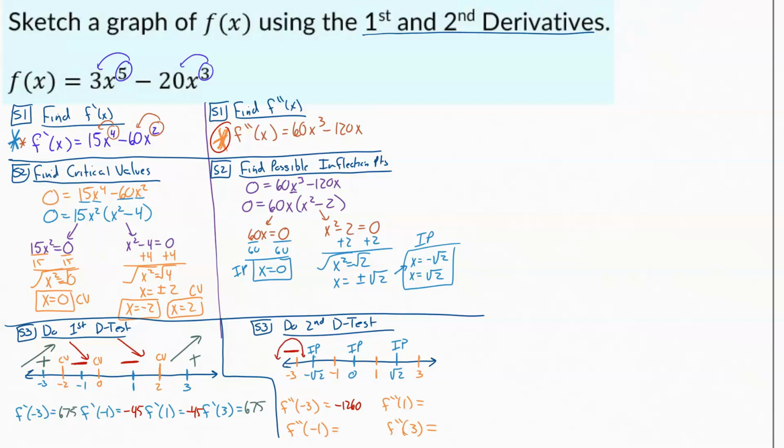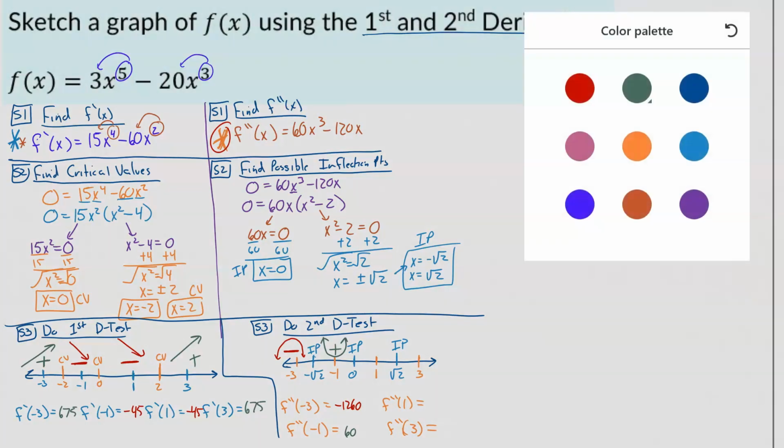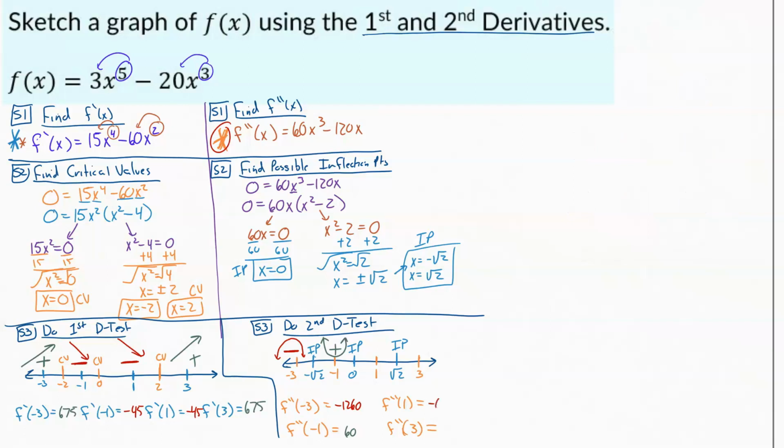Then I'm going to go ahead and plug in negative 1. Negative 1 gets me out of there positive 60. So I put a little plus sign, and that tells me that this thing is going to be concave up like a cup. Plugging in 1, I'm back to negative 60 here. So negative tells me concave down like a frown. And then I plug in 3, and I get out of there a positive 1260. So then I get positive and concave up like a cup.